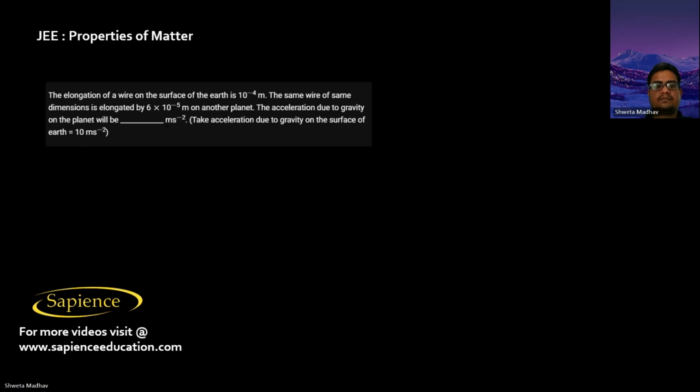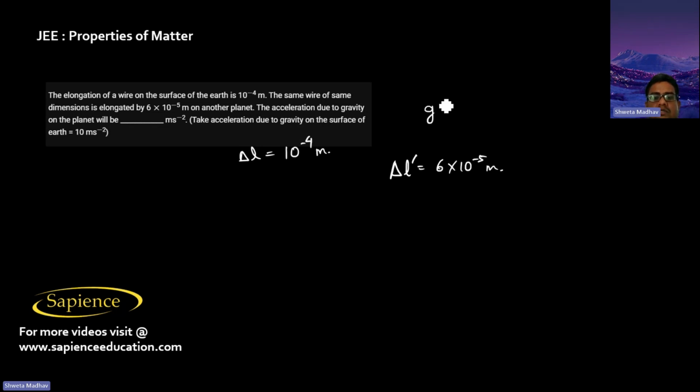Then here it is told the elongation of a wire on the surface of the Earth, the delta L, is 10 power minus 4 meter. The same wire of same dimensions will be elongated by 6 into 10 power minus 5 meter on another planet. The acceleration due to gravity on that planet, g dash, will be how much?